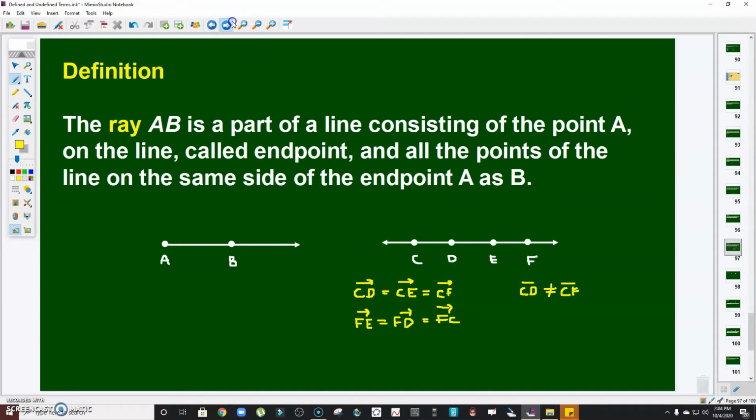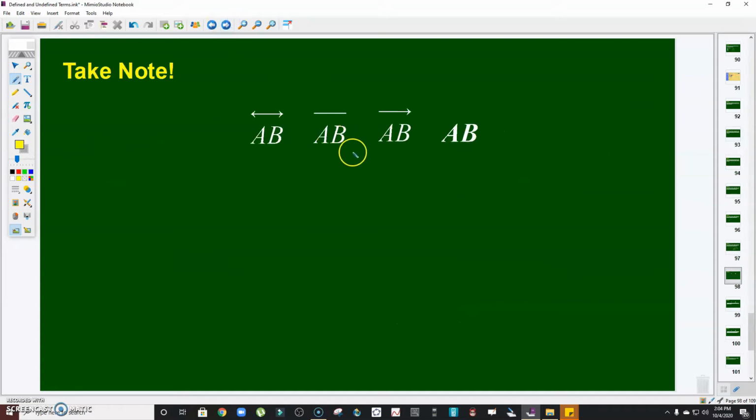Clear? Alright. Next. So at this point, we already see this one, okay? So nakita natin, this one indicates line. This one is for the segment, while the third one is for the ray. How about the fourth one? When we say AB lang, okay, it refers to the length of the segment AB.